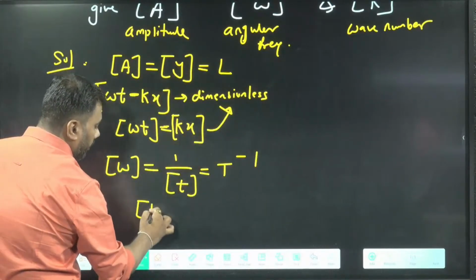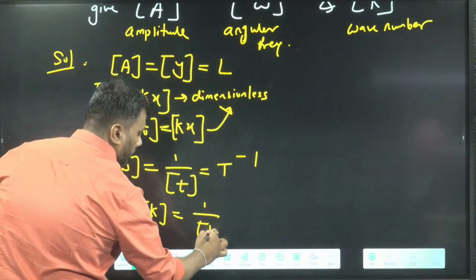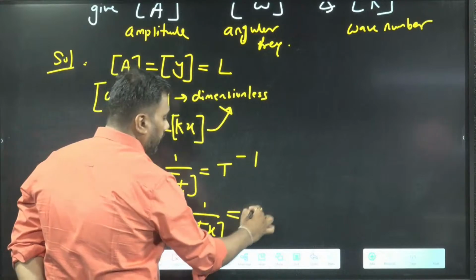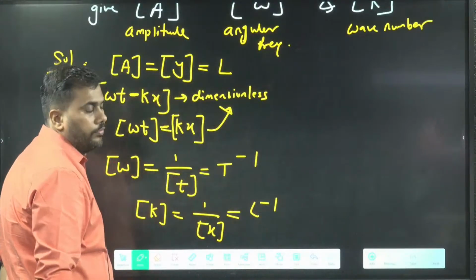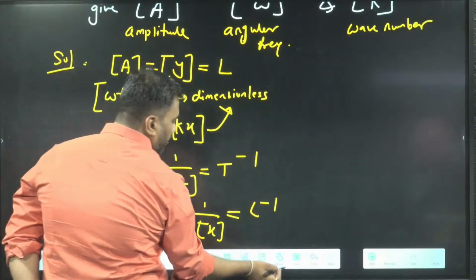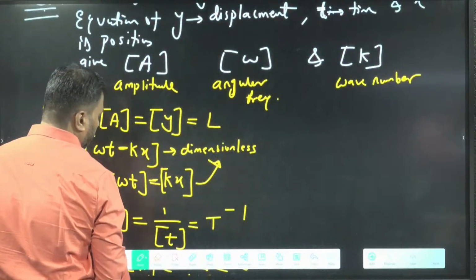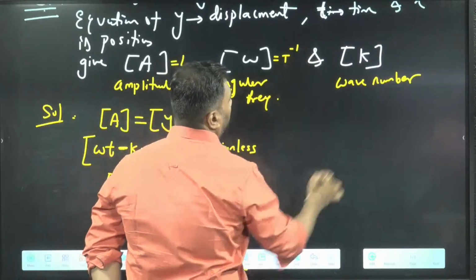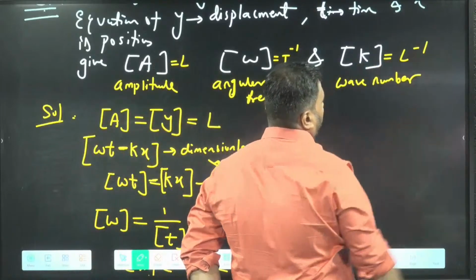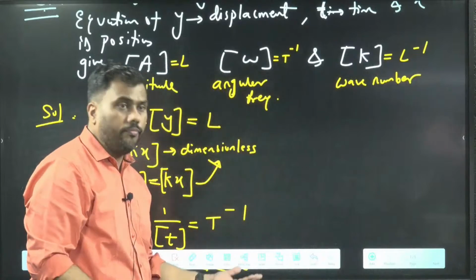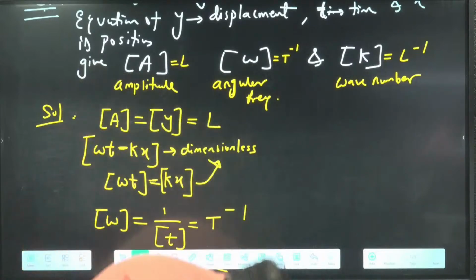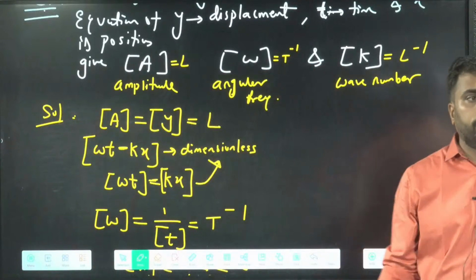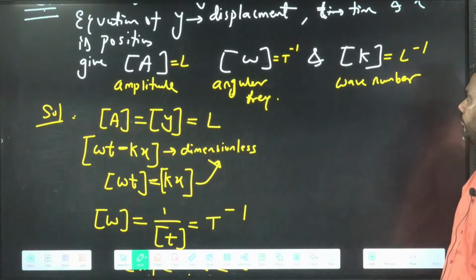Similarly, kx is dimensionless. So dimensions of k should be dimensions of 1 upon x. X was position, length, so L to the power minus 1. So the correct answer: amplitude has dimensions of L, omega has dimensions of T inverse, k has dimensions of L inverse. Wave number has dimensions L inverse. Is this question clear?